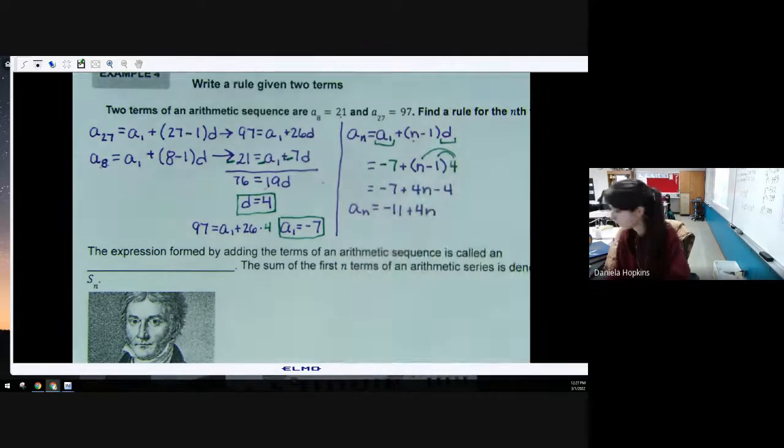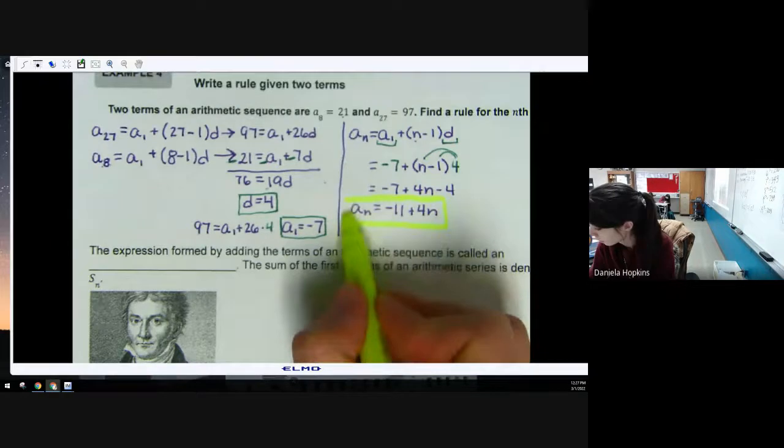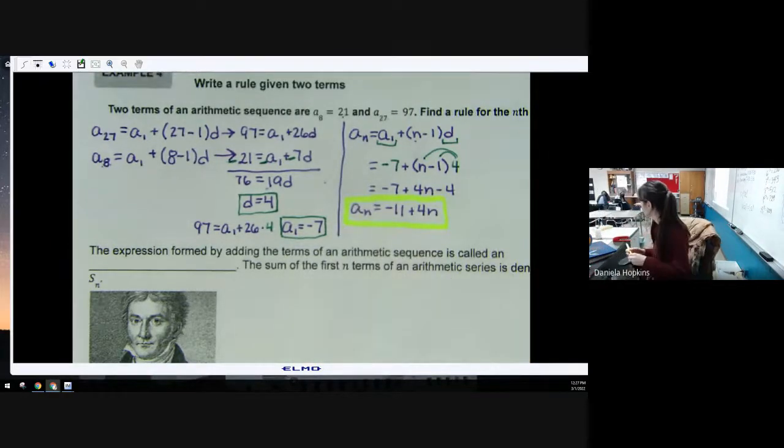Yeah. So I just have a question. So if it's written like this, do you want us to do elimination, or when I first saw it, I just did 97 minus 21 and I got 76, and then I just divided that by 27 minus 8. So do you know what you just did? The same thing. I just didn't have to. Well, you used the slope formula.